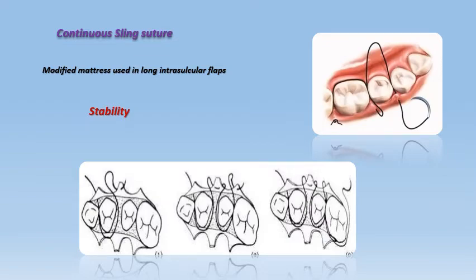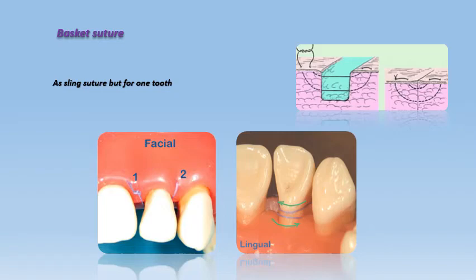The continuous sling sutures are actually used to close long interdental flaps. It's called a modified mattress. It's very good in stability. The basket suture is such as a sling suture but for one tooth.